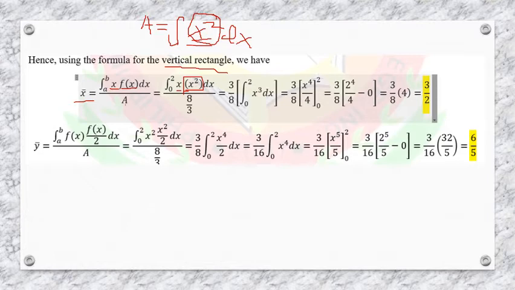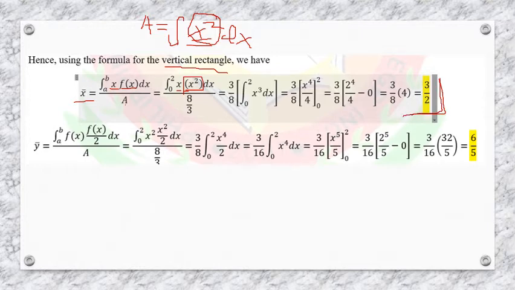So, we have 3 over 8 integral of x cubed dx kasi x squared times x is x cubed. Ang integral nito is x to the power of 4 over 4. Evaluated from 0 to 2 multiplied by 3 over 8, we get 3 over 2. So, ito yung center of mass natin with respect to x.